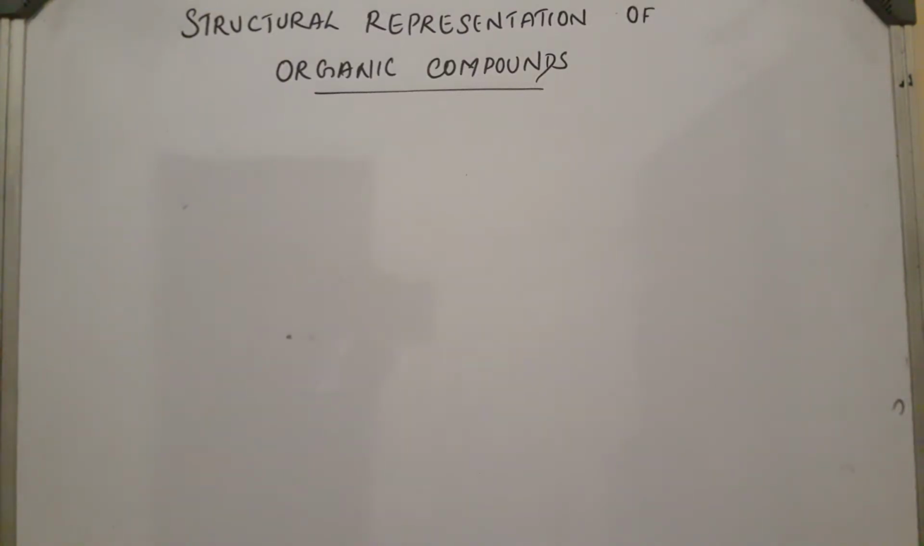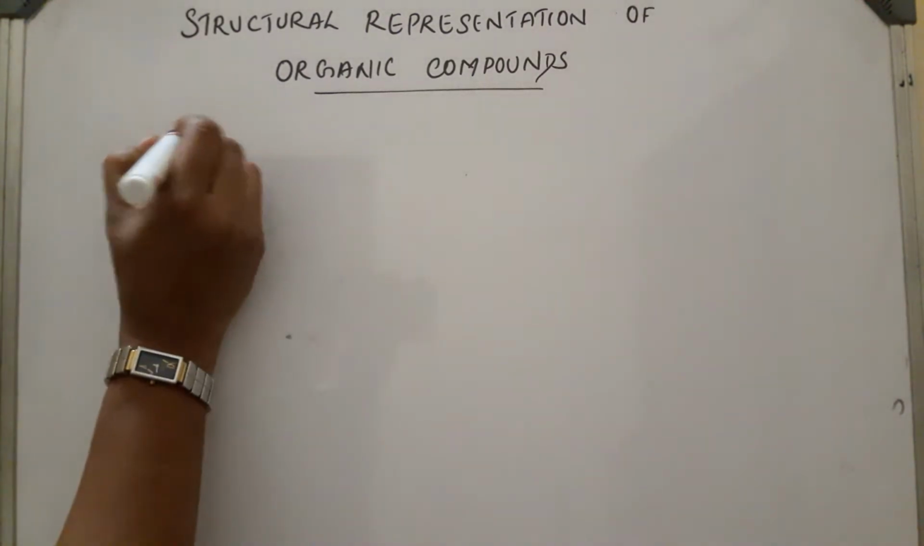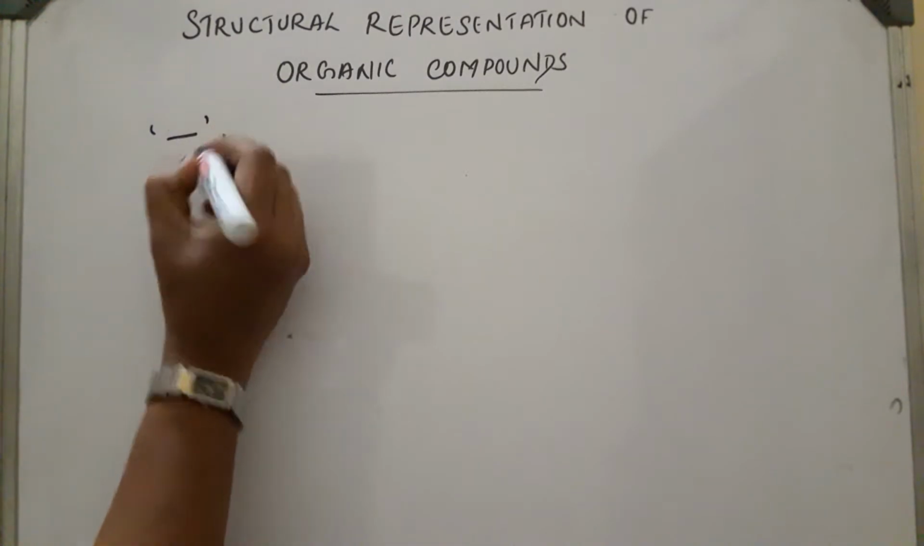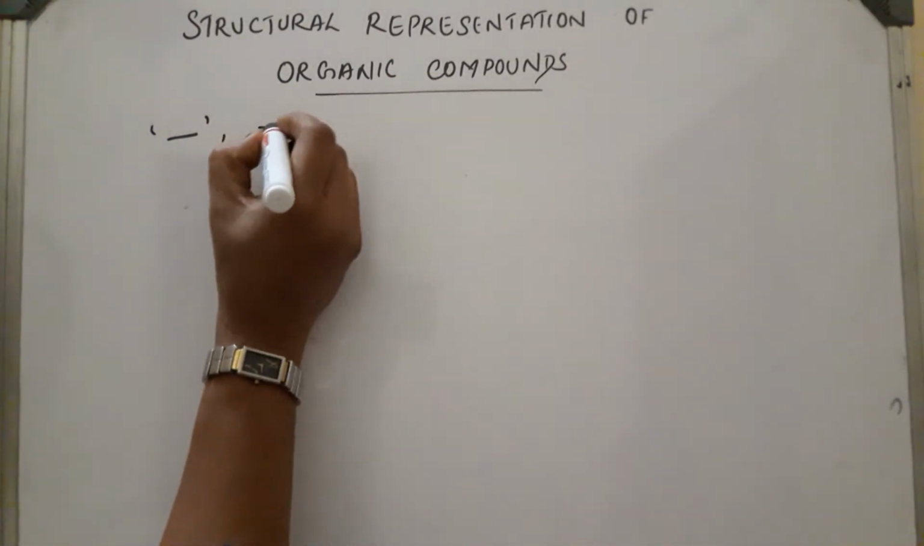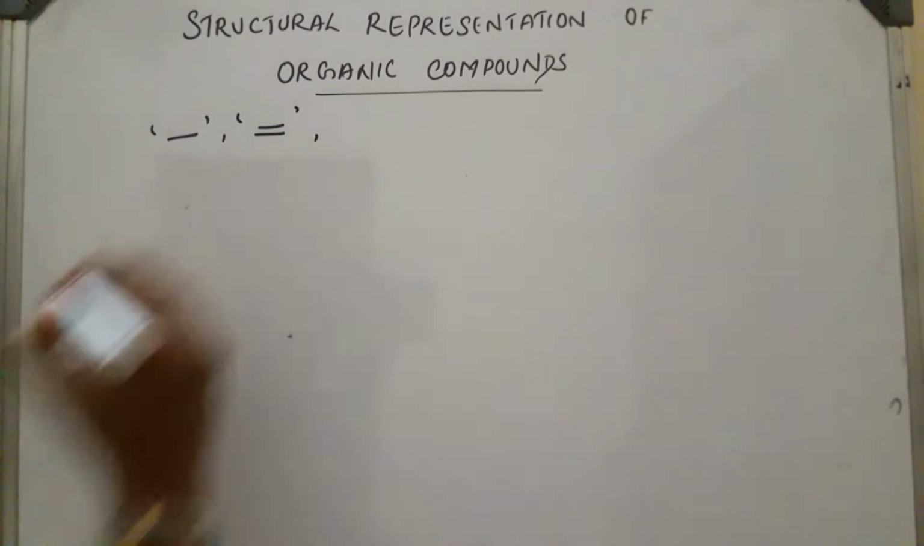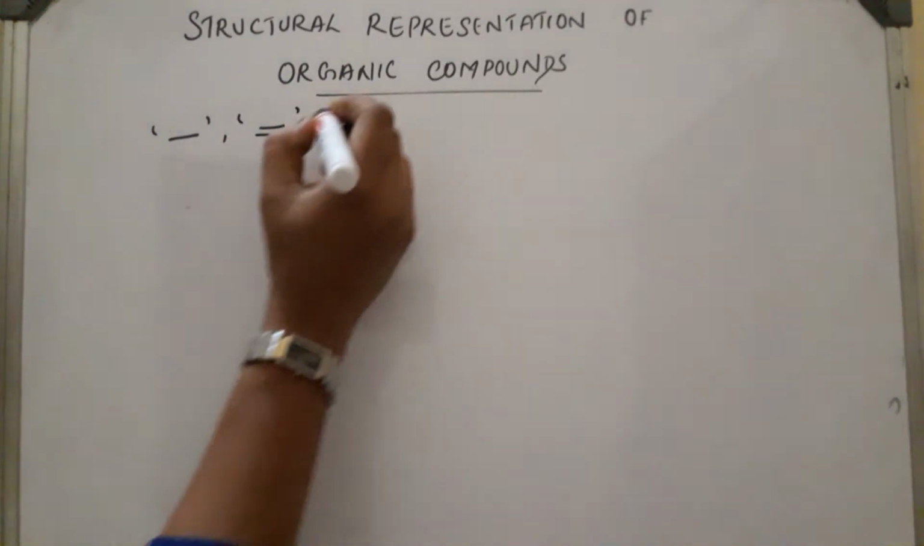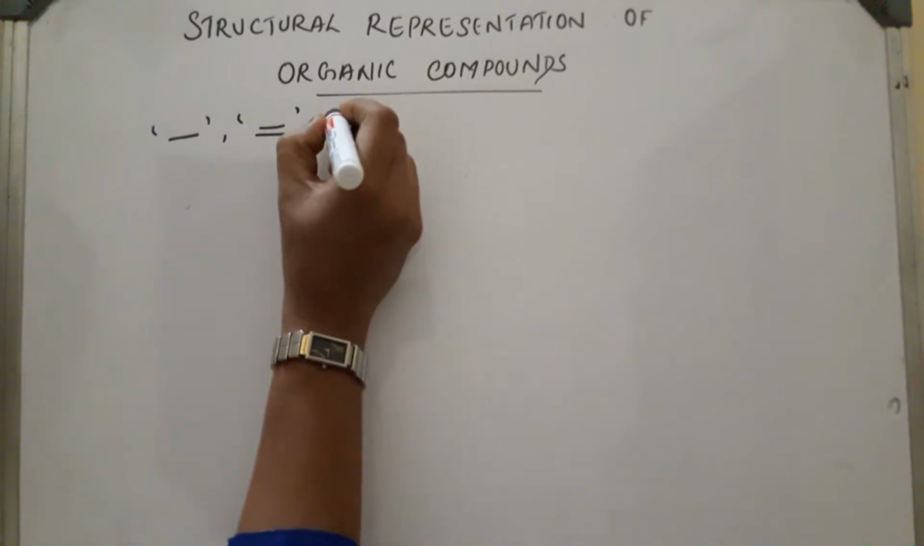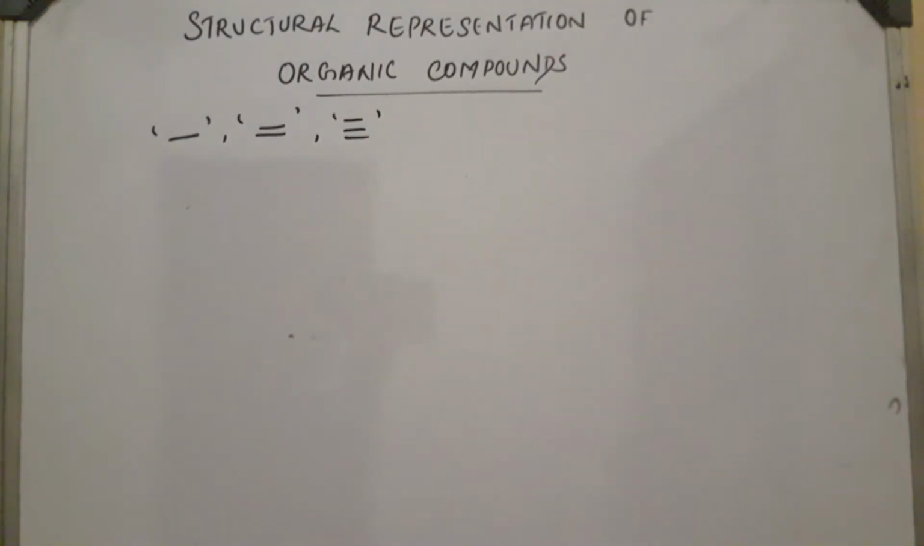Structural representation of organic compounds. The structures of organic compounds are represented as Lewis or dot structures and dash structures. A covalent bond is represented by a dash. A single bond is represented by a single dash, a double bond by a double dash, and a triple bond by a triple dash. So, three types of bonding.